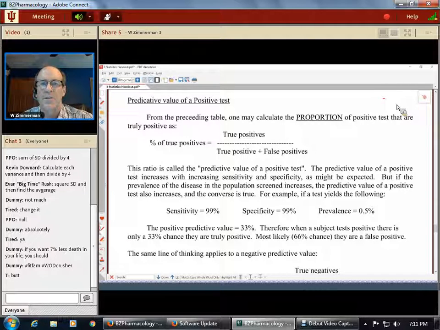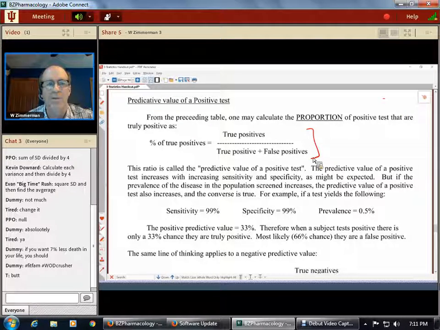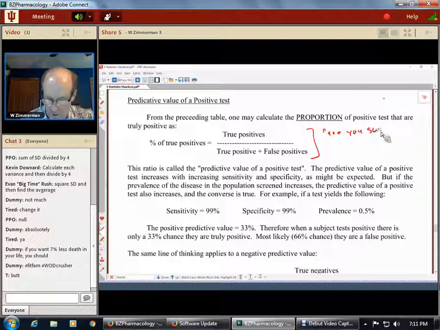Predictive value of a positive test. From these tables where we get the true positive, false positive, and so on, we calculate the proportion of positive tests that are truly positive as true positive over true positive plus false positive. Basically, this is what you are liable to be asked. When you tell a patient they've got a disease, are you sure, doc? That's the question you may hear back. And you're going to have to ask yourself, what's the positive predictive value of that test?